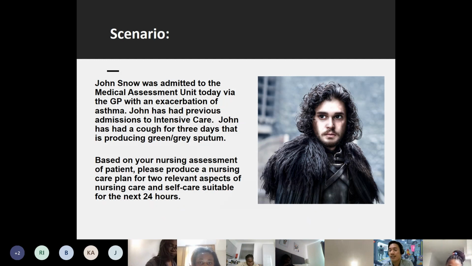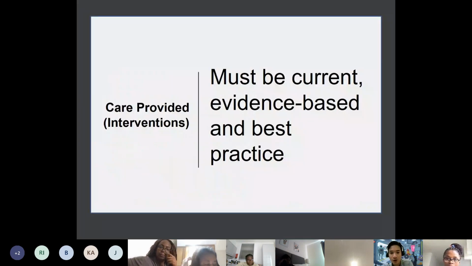Next is, so those are the parts. I think I'm missing one. The other part that is missing is the patient self-care. So the patient self-care is what the patient can do for himself, or what the patient can perform independently. Normally, what you will write on the care provided is just you mirroring the other part. Later we'll have a practice.